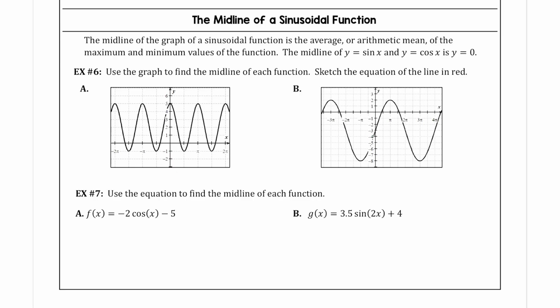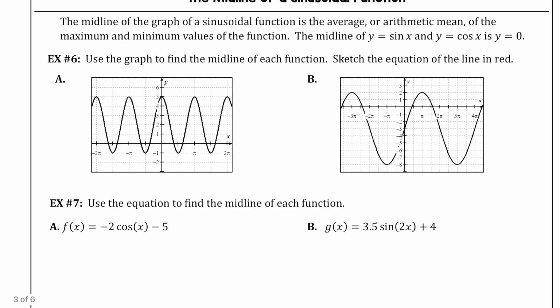So we're going to continue exactly where we left off in class and on to example 6 of the first part of 3.5, which is the midline of a sine function. We're going to do it graphically first and then using an equation. So this time we'll start with example 6a.